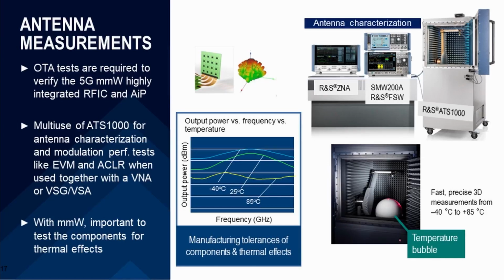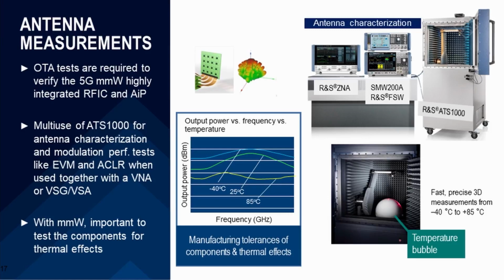For the antenna characterization, you need the VNA, Vector Network Analyzer, and our choice is the R&S ZNA. And for the EVM and ACLR, the modulation performance for the active antenna system, this would be the SMW200A and the FSW.